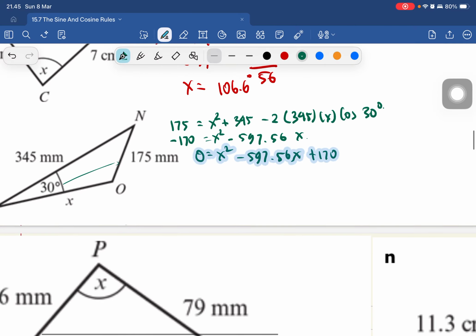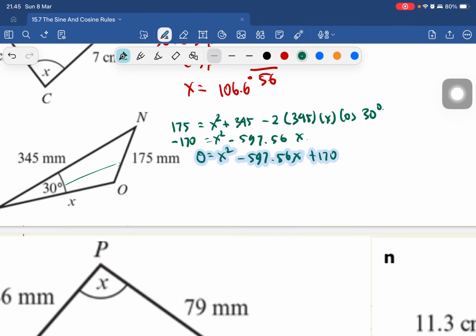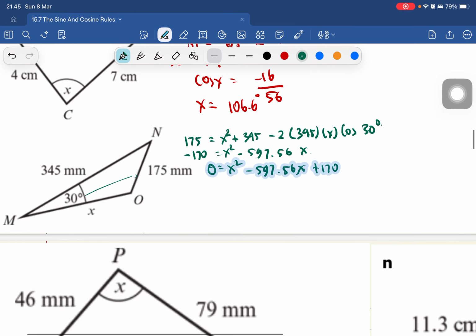Yeah, this really needs a calculator, or you can use the quadratic formula, not Pythagoras, ABC, to find the answer. So we get x after you use a calculator. It's going to be 328.3 millimeters.